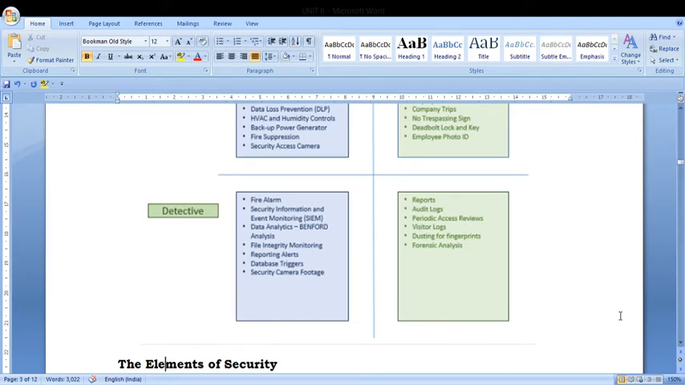What are the automated ones? We have to detect incidents. We can put in fire alarms and security information and event monitoring; all these criteria come under detective control as well as automated control. Clear. So detective control as well as manual control, in the sense we can write reports, audits, audit logs, visitors log, testing from fingerprints. All these things come under detective as well as manual. Manual also has to work, detective also has to work.